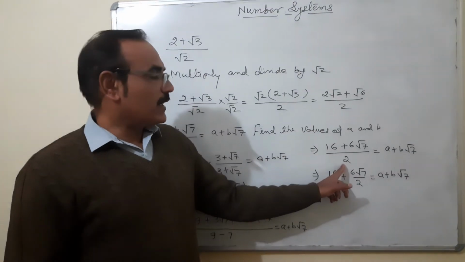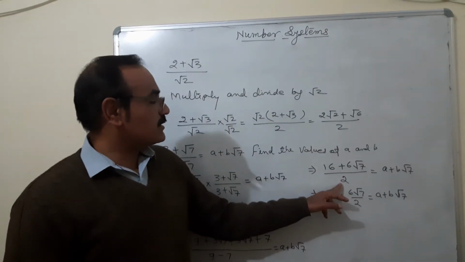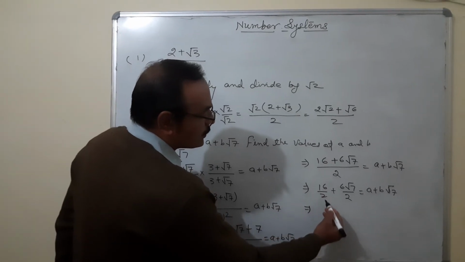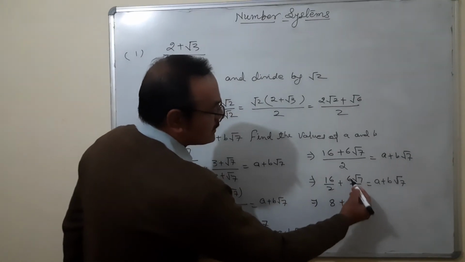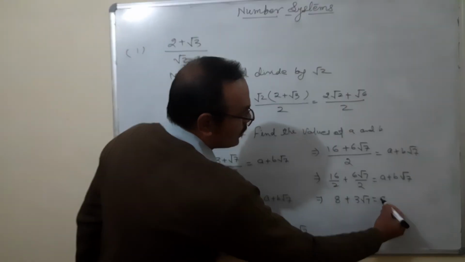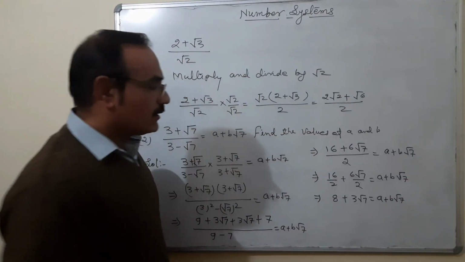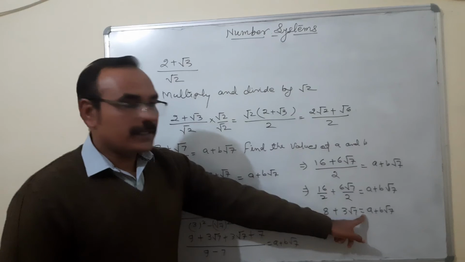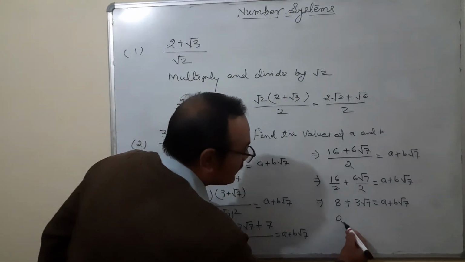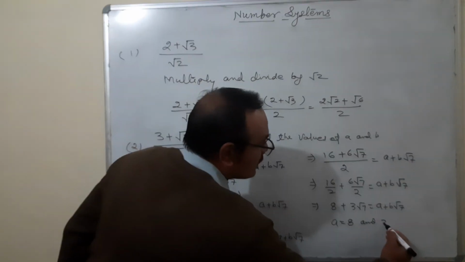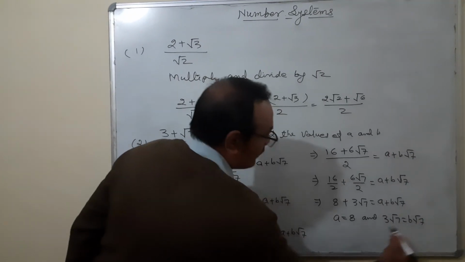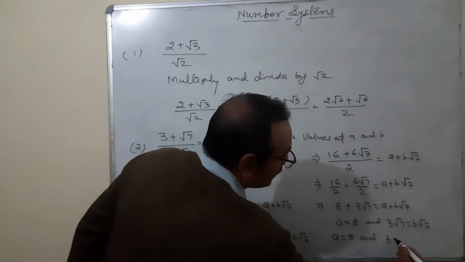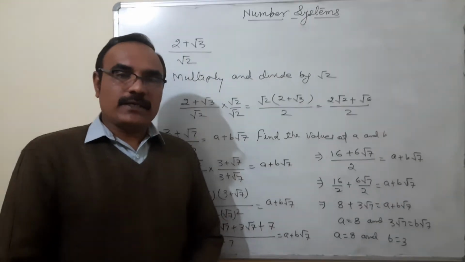If the denominator has a single term and the numerator has two or more terms, then we can separate these terms as 16 upon 2 plus 6 root 7 upon 2. 16 upon 2 is 8, plus 2 cancels with 6, 2 threes are 6, so 3 root 7, equal to a plus b root 7. Now we compare first term with first term and second term with second term. Because of the equal sign, the first term here is a and the first term there is 8, so a is equal to 8, and 3 root 7 is equal to b root 7. Root 7 can be compared, so b is equal to 3. So these are the values: a is equal to 8 and b is equal to 3.